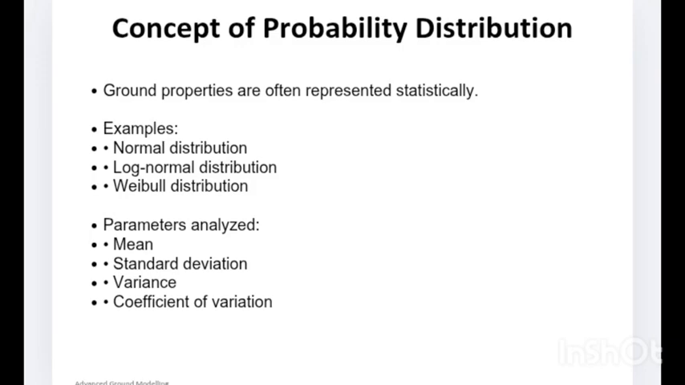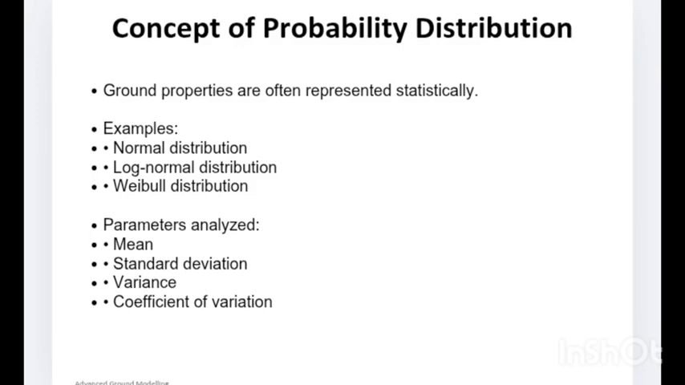We have our common distributions. One, normal distribution, also called the Gaussian distribution. It forms a bell-shaped curve. Many geotechnical parameters approximately follow normal distributions. Then we have the log normal distribution, which is used where values cannot be negative. This is usually common in permeability and hydraulic conductivity analysis.